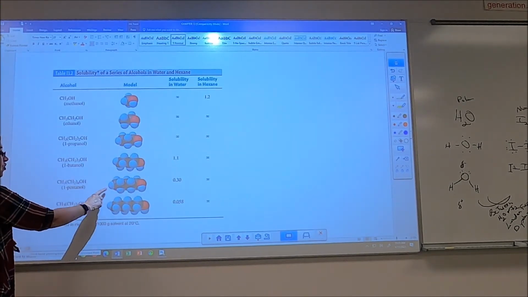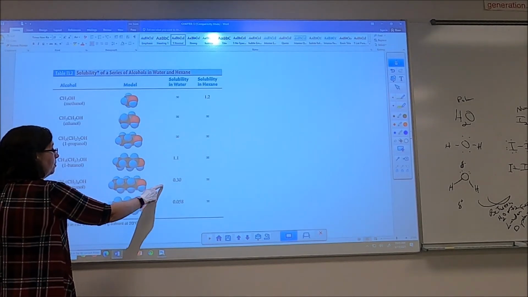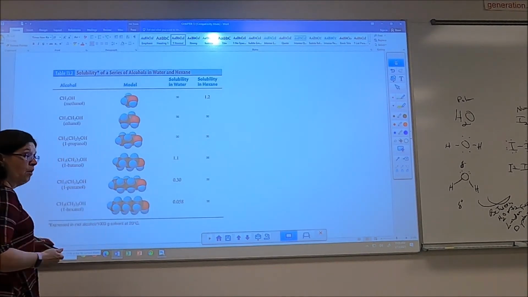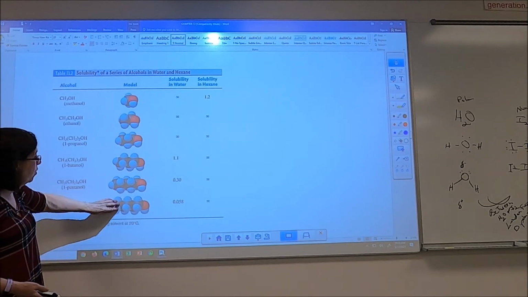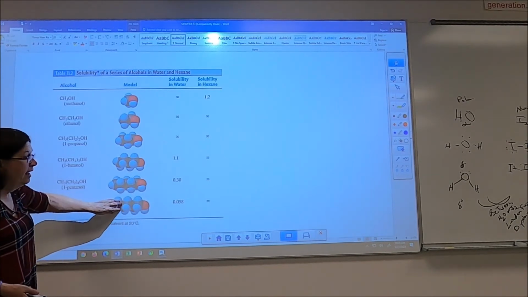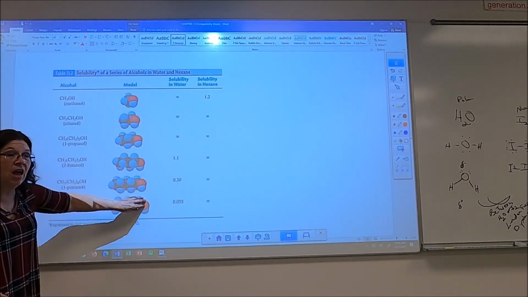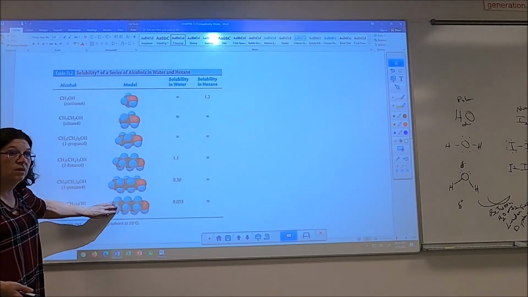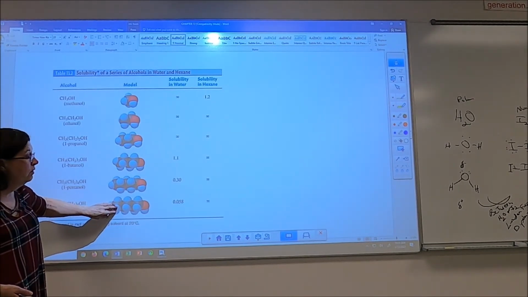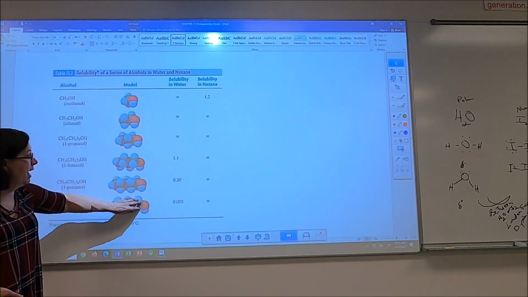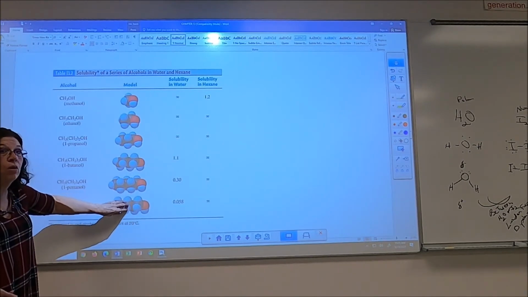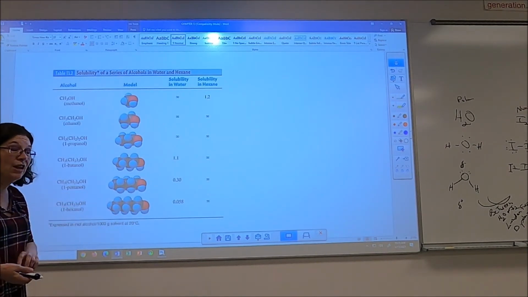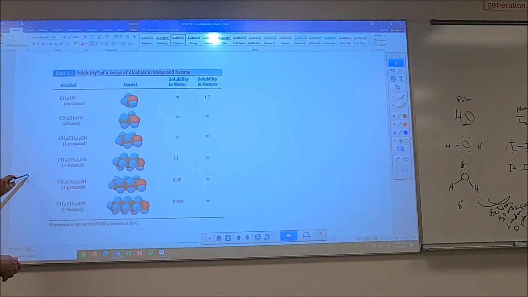Okay? And as the chain gets longer, the ability to dissolve in water goes down because more and more of the molecule is unable to hydrogen bond with water, and it's non-polar. So the polarity of this thing decreases.